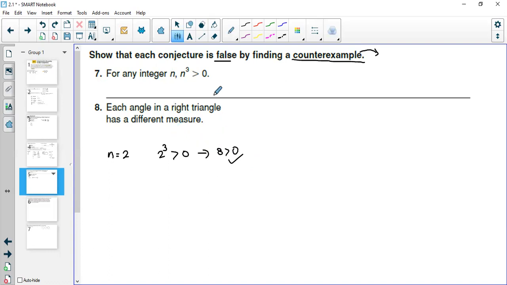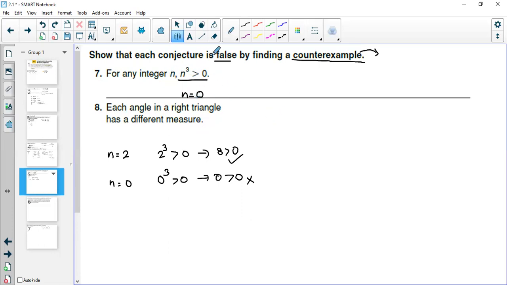The only way we could prove it false is if we make n equal 0. How is that possible? If n equals 0, that means 0 cube is greater than 0. 0 cube is equal to 0. Is 0 greater than 0? No, it's wrong. So this is the counterexample. When we are asked for a counterexample, you have to find a number which will make this conjecture false. So we could say n equals 0 is a counterexample.